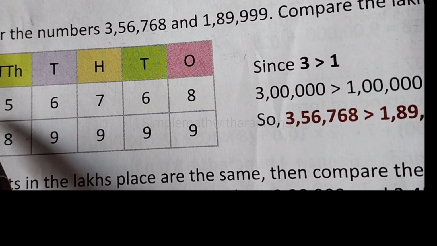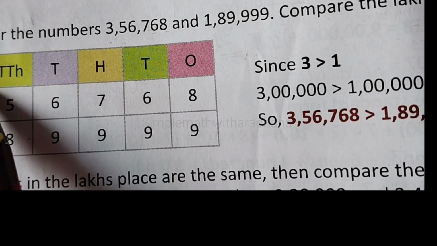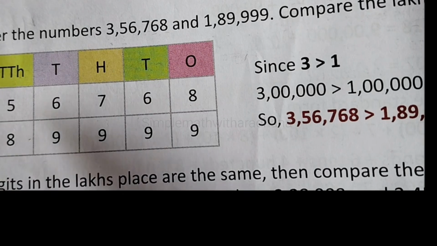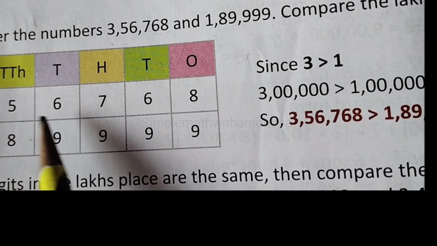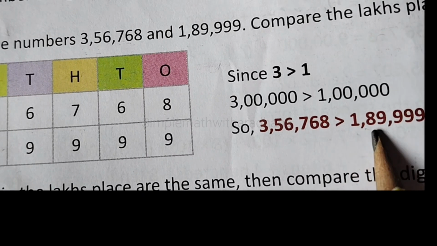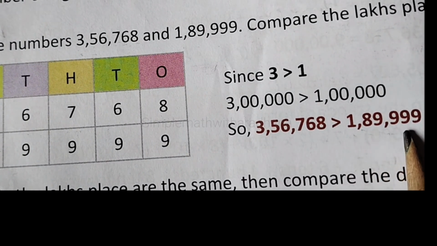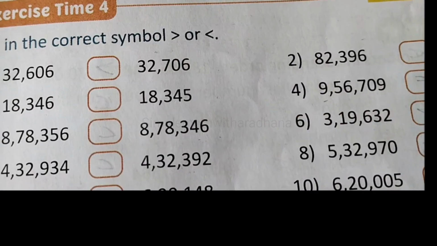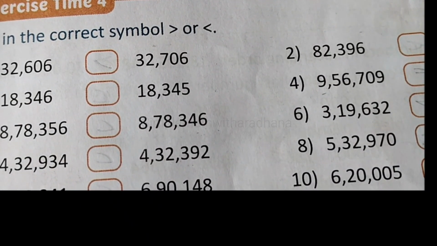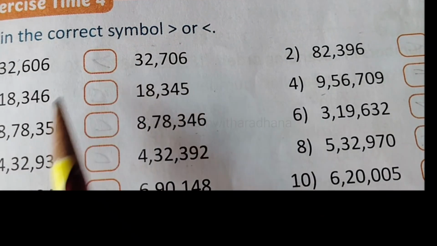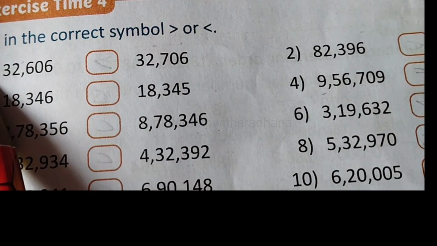Basically we will check with the largest digit. Here the largest digit is lakh, so we will see here 3 is greater than 1, so obviously the 3,56,768 number will be greater than 1,89,999. Correct? Now we will move on to Exercise Time 4. Now look here. Here we will see question number A. Fill in the correct symbol, greater than and smaller than.